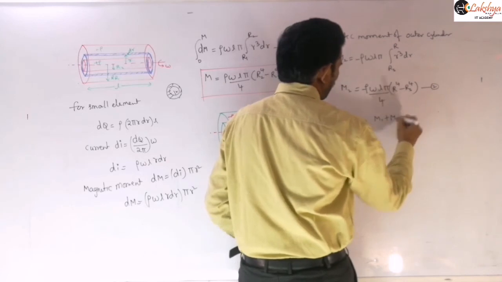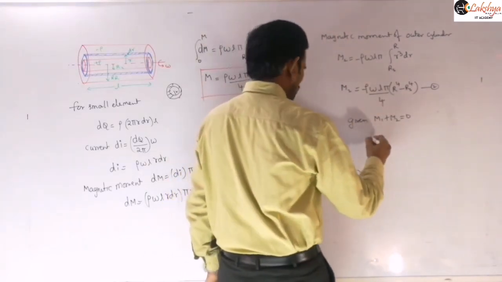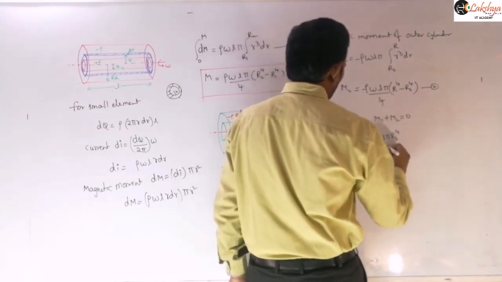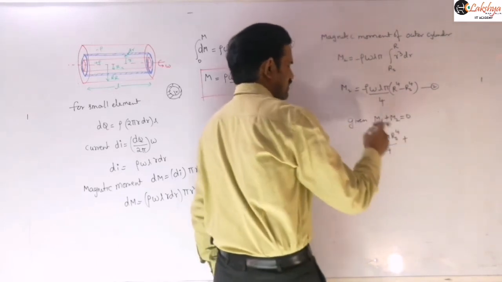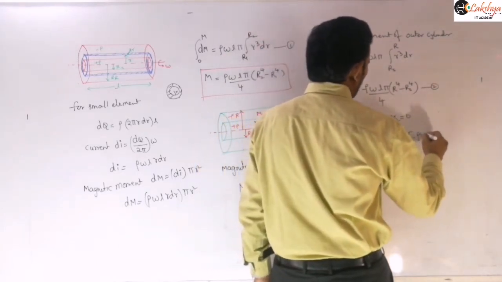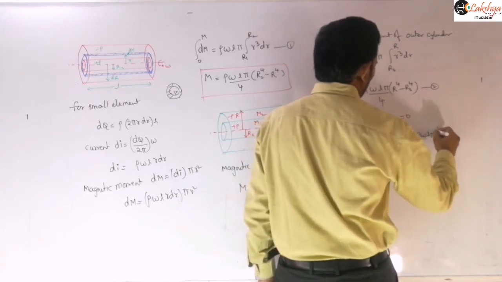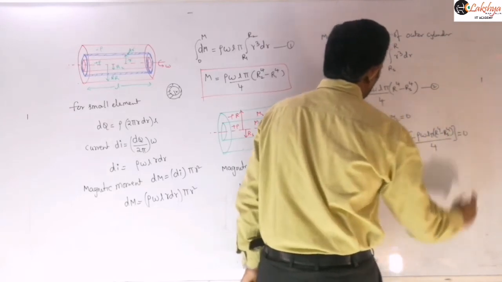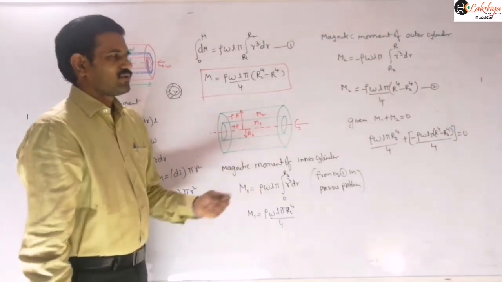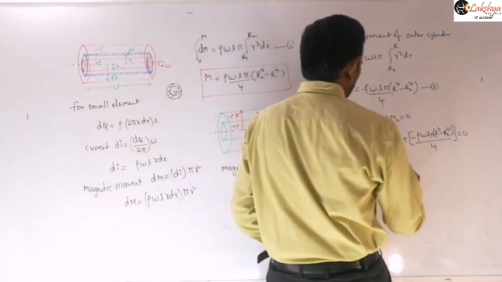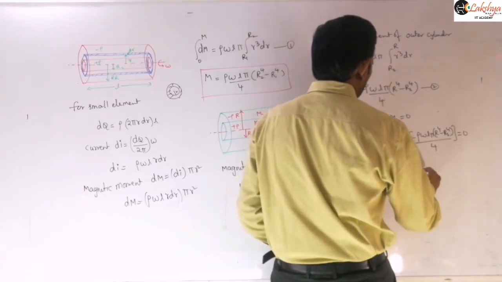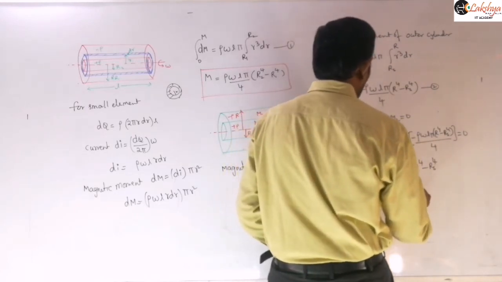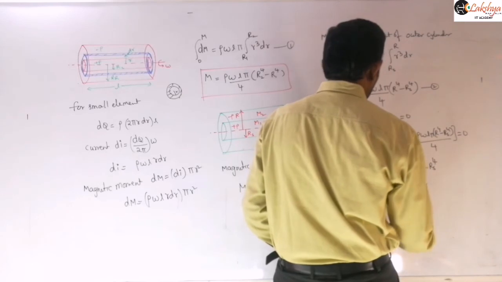m1 plus m2 should be equal to 0. So m1 plus m2 means rho omega L pi Rs power 4 by 4 plus, that means minus, rho omega L pi into R power 4 minus Rs power 4 by 4 is equal to 0, right? And so you can cancel all the terms there. Then you will get Rs power 4 is equal to R power 4 minus Rs power 4. And therefore 2 Rs power 4 is equal to R power 4.